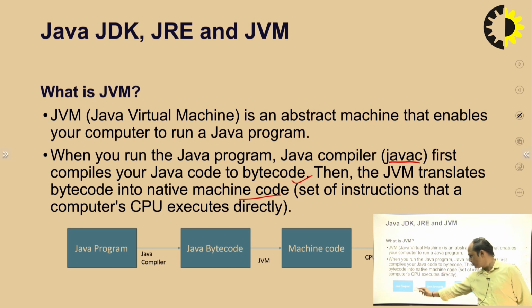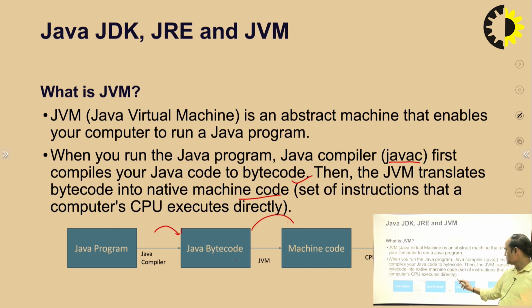Here is the Java program. The Java compiler converts the Java program to Java bytecode, and the Java bytecode is converted into machine code with the help of the JVM. The machine code is executed directly and gives the output. This is the flow of how a Java program is run through the JVM. So the JVM plays an important role because it converts our Java bytecode into machine code.